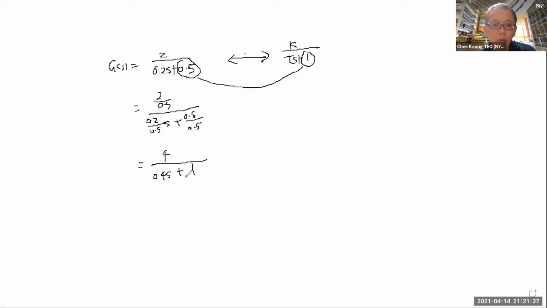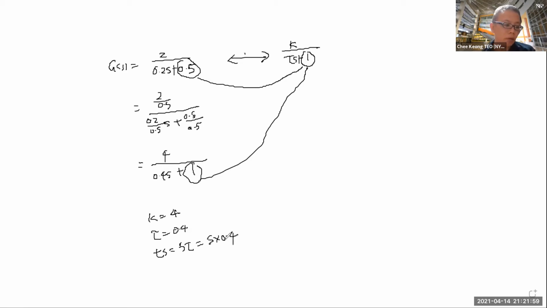So if you look at it right now, it is more comparable. This is 1 and that is 1. With this, we can say that the steady state gain k is 4. And tau is 0.4, just by comparing each of the terms. Then what is your settling time? The settling time is actually 5 tau, which is 5 times 0.4. 0.4 times 5 gives you 2. So you get 2 seconds.